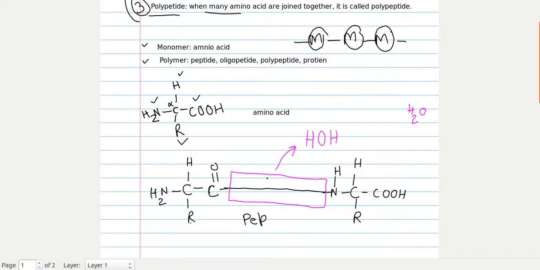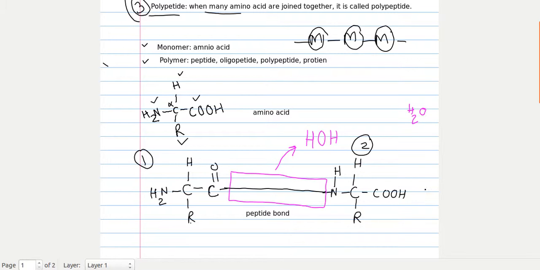Let me type it. Okay, peptide bond. Okay. So now this peptide consists of two amino acids. First amino acid this, and second amino acid this. Then it is called dipeptide.